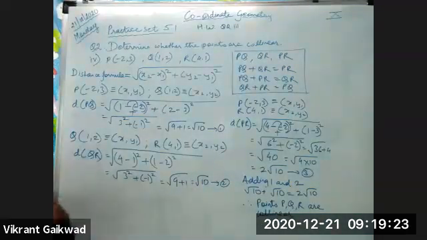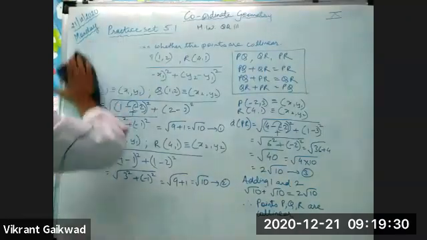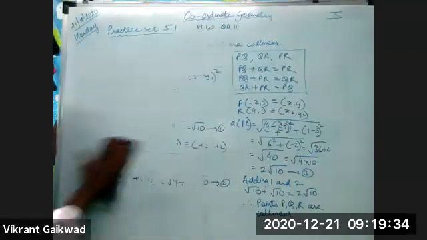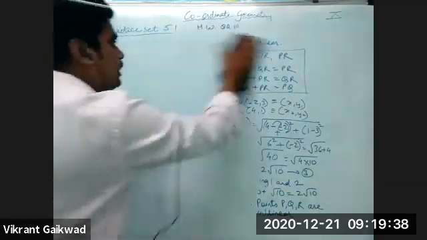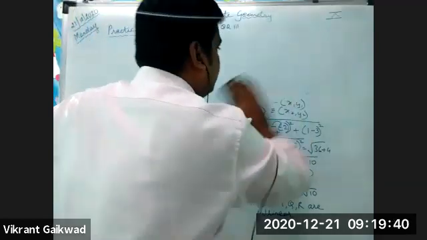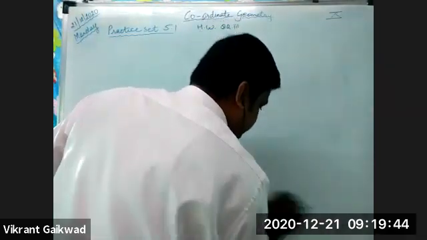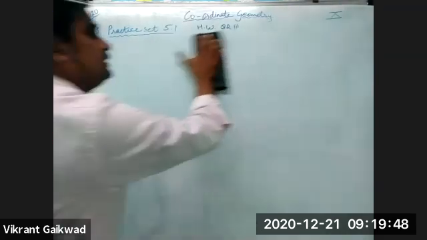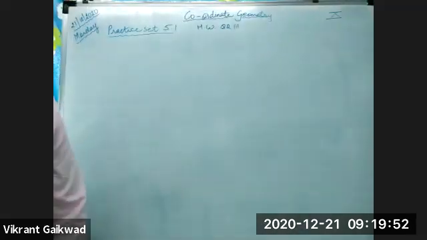And erase this now. So done with question number 2. We're moving to question number 3. Now try to understand what it is. It is given: find the point on the x-axis which is equidistant from the points A and B.